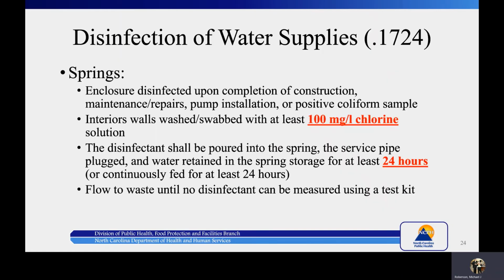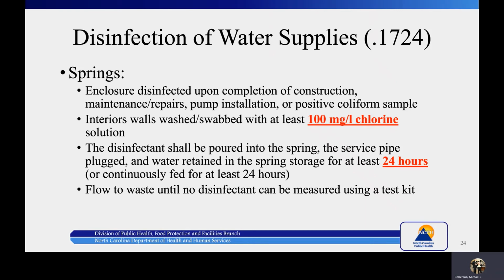So, talking about disinfection, again, moving it back into springs for just a second. When we're talking about disinfection of a spring, we want to make sure that the enclosure is disinfected upon completion of construction, maintenance or repairs, pump installation, or if we have found a positive coliform sample. We want to make sure that the interior walls are washed and swabbed with at least 100 milligrams per liter of chlorine solution.